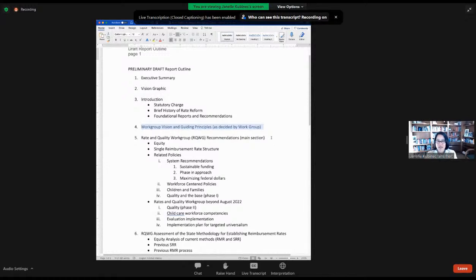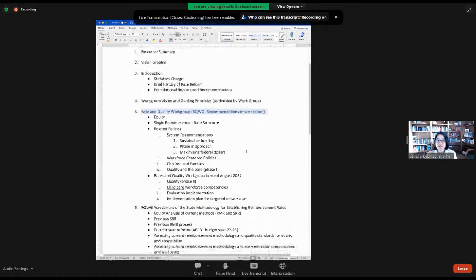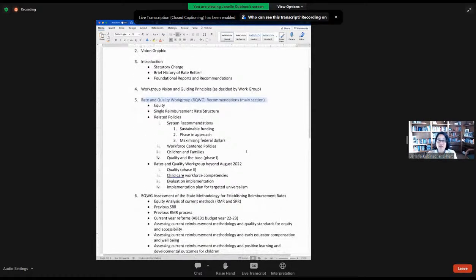We have mapped out some areas that are ways to organize the recommendations, again, based on the purpose statute for this group. We heard last week from Carlise, and we'll hear more today about equity. That's a really prominent part of this.